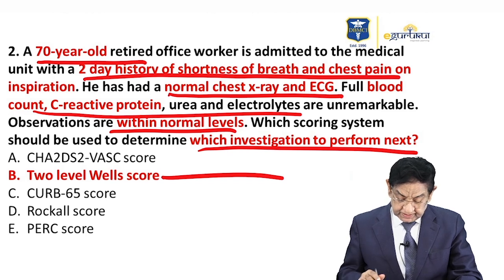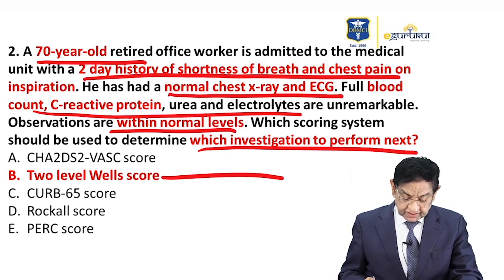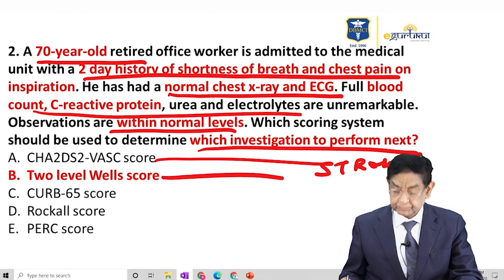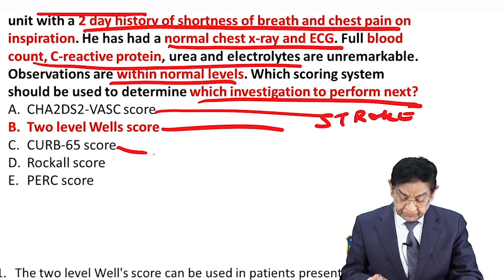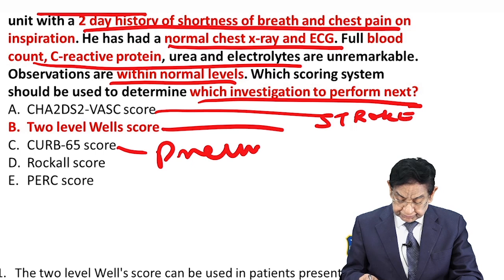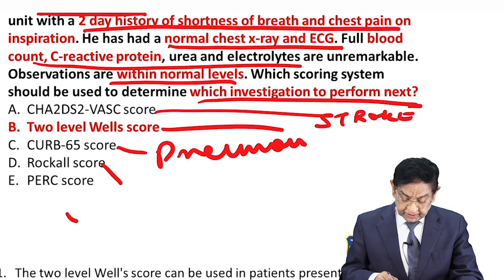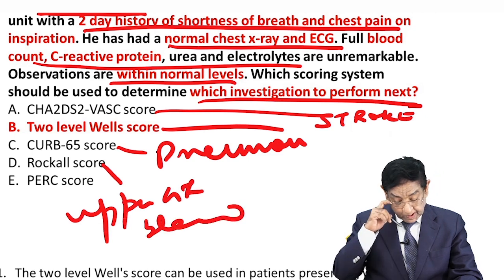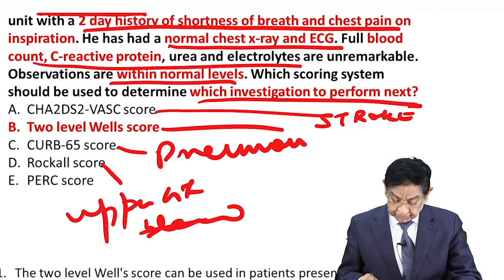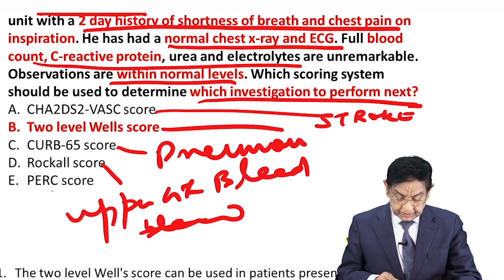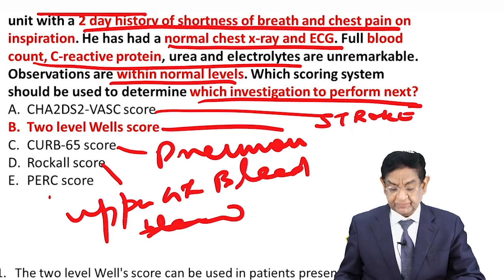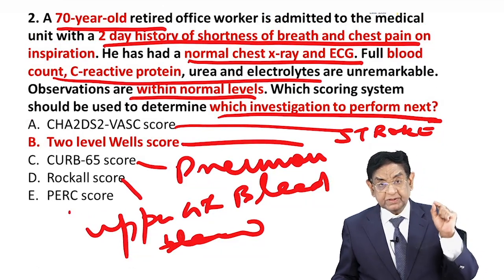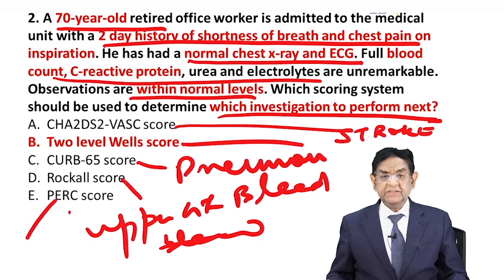This is CHA2DS2, this is for stroke. This is for pneumonia. This is for upper GI bleed, which is the Rockall score. And PERC score is again for pulmonary embolism, but this is done to rule out pulmonary embolism.